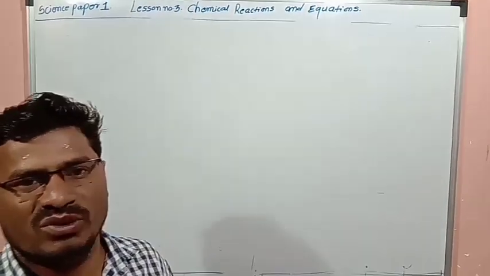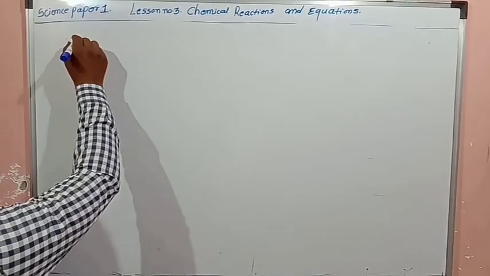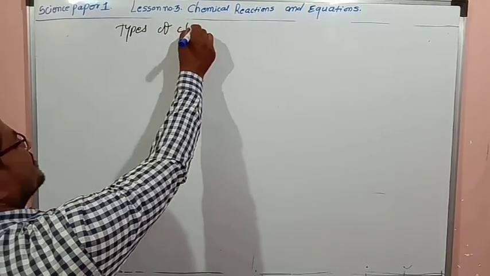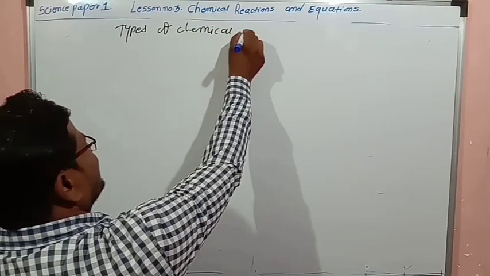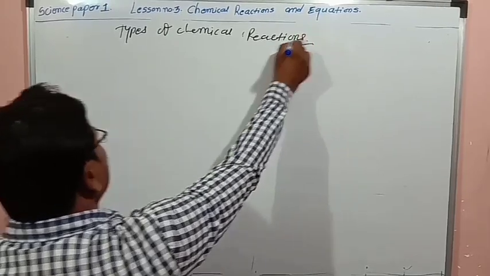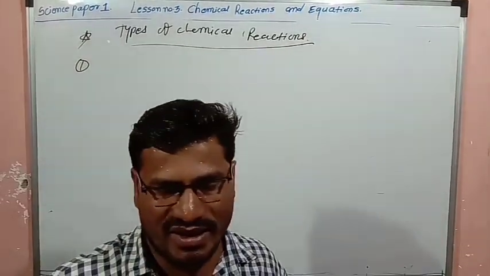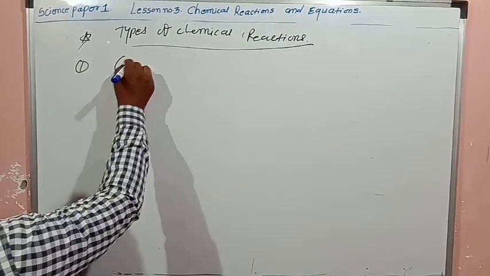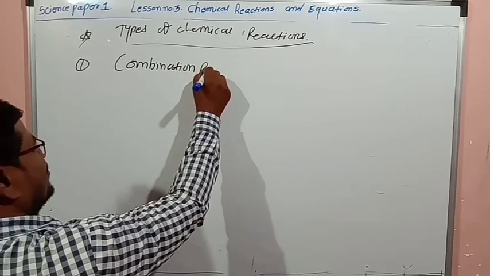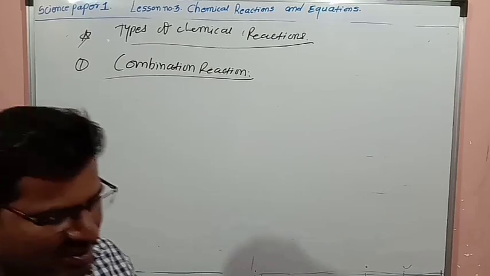With the help of an example we are going to learn that one. So first, types of chemical reactions. In that, the first one is the combination reaction. With the help of an example we'll learn combination reaction.